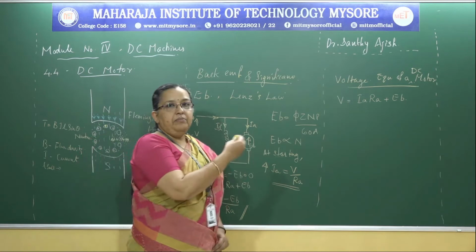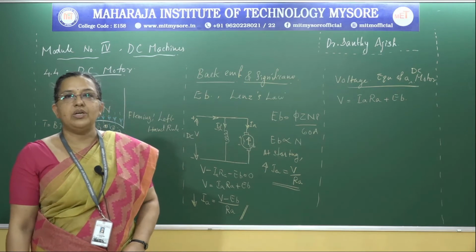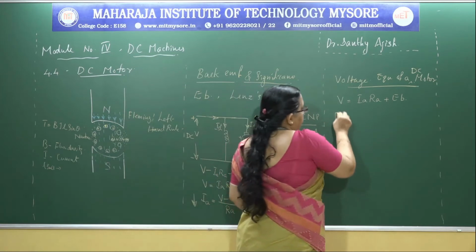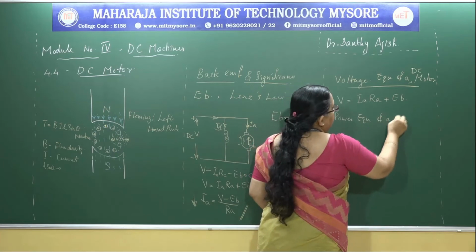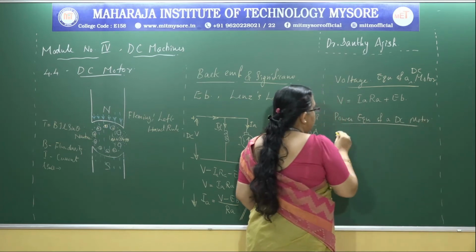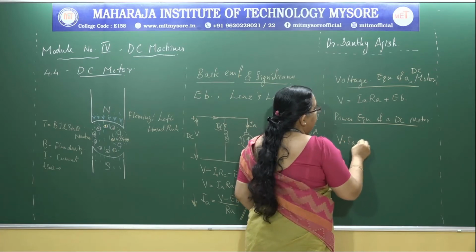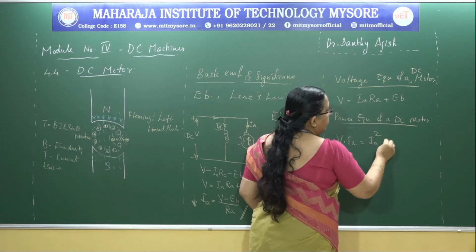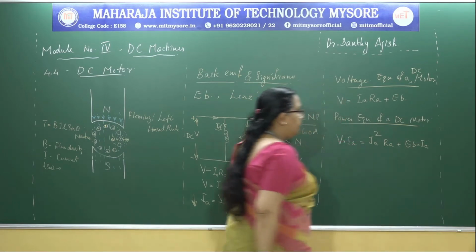Now if I multiply this with the armature current on both sides of the equation, I can get the power equation of a DC motor. So I make use of the same equation and multiply both sides with IA. V into IA equals IA squared RA plus EB into IA.